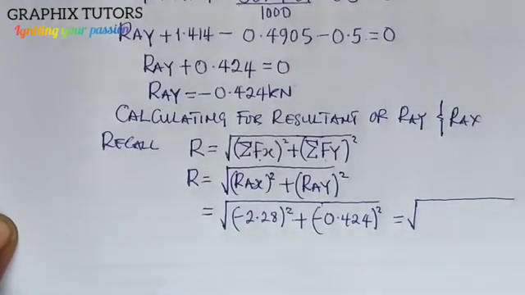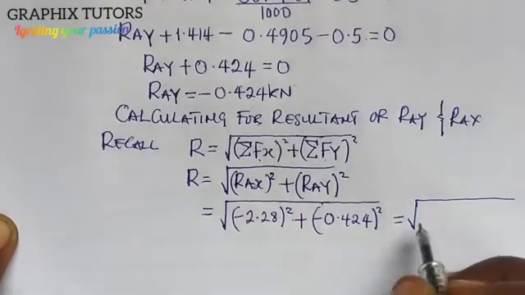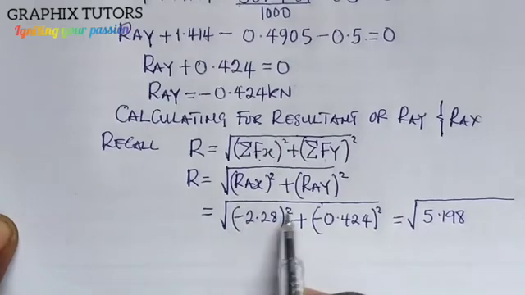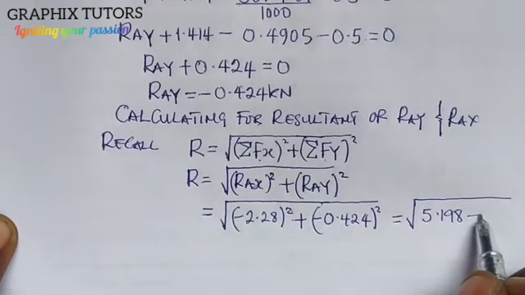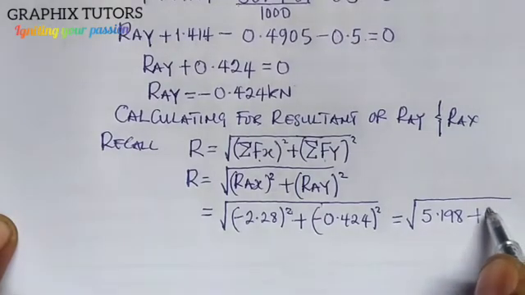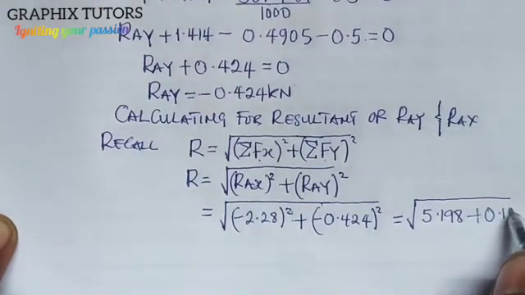This is going to give us the square root of, if you press 2.28 all square, we'll be having 5.198. The negative will disappear because the power is even. Plus 0.424 square, so we'll be having 0.1798.